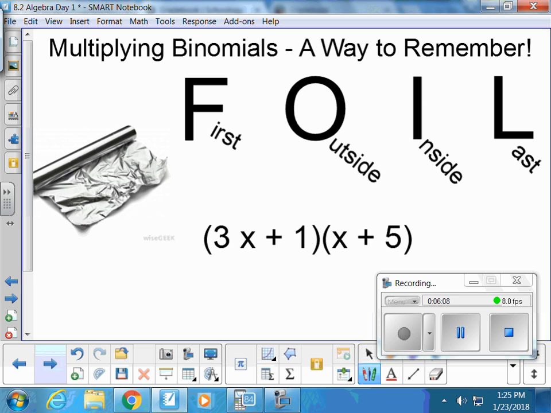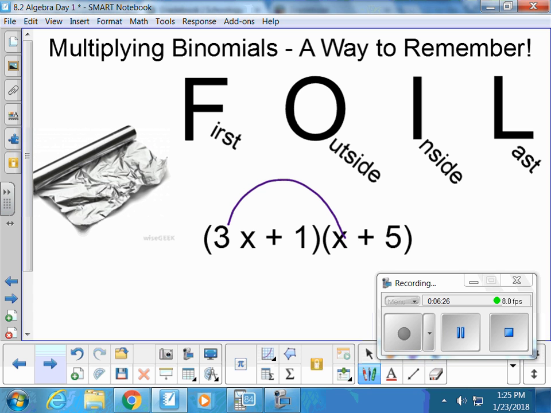So here's what foiling is. It's an acronym for first, outside, inside, and last. And every one of these words is a rainbow I would draw. So like first means I would draw a rainbow from my first term in this binomial to my first term in this binomial, and I would do that multiplication.